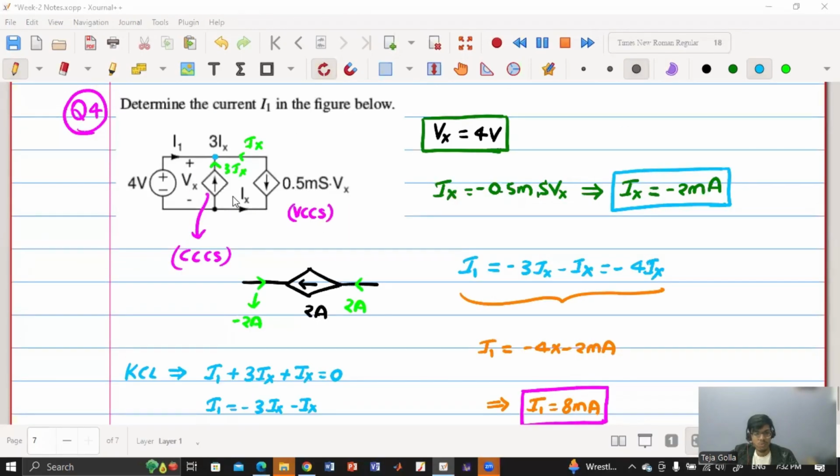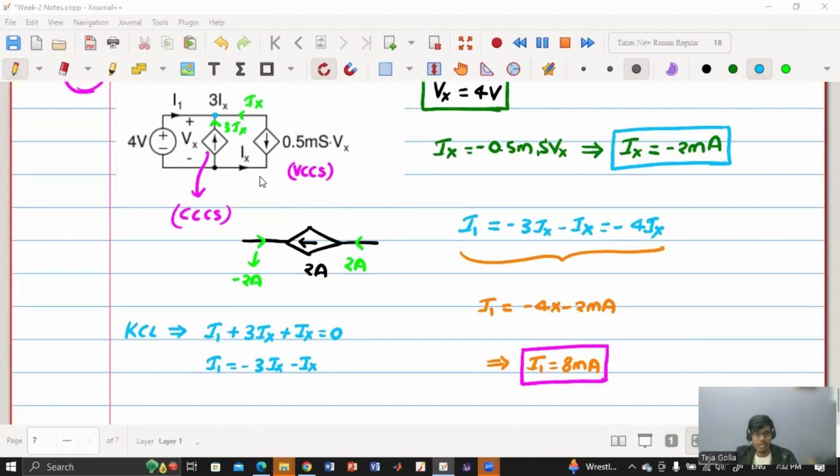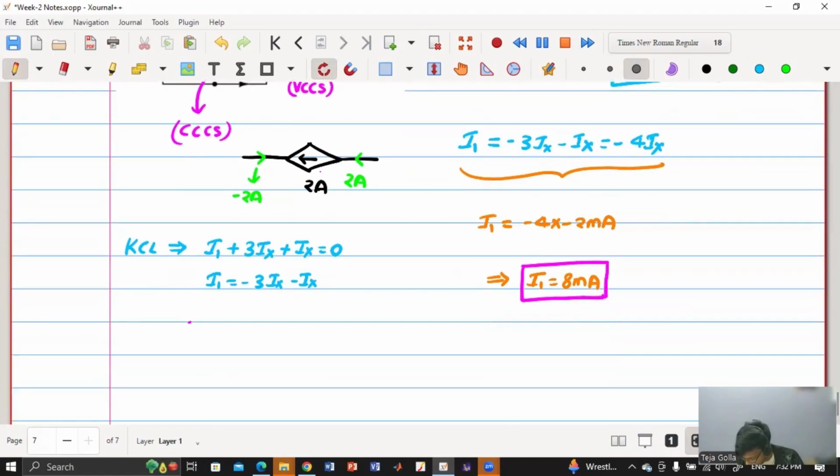Yes, sir, about current direction. So they have given the current direction. Ix they are saying is flowing in this way, and 3Ix is flowing in this way. But when you see the values of Ix and 3Ix, they are coming negative. So basically current is flowing in the opposite direction. So with the values that we have obtained, what is the actual current direction? The actual current direction is something like this. I1 is how much? 8 milliamperes, right?